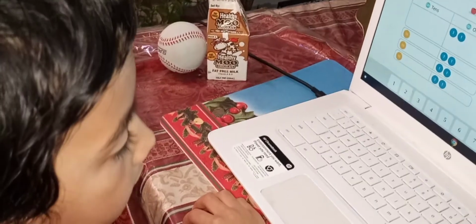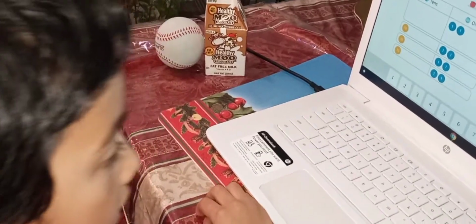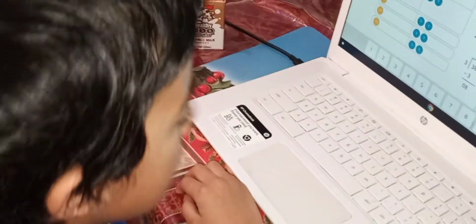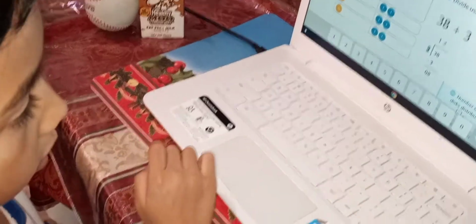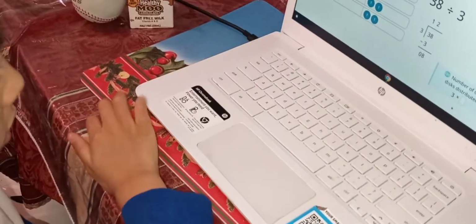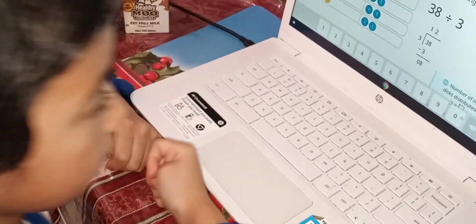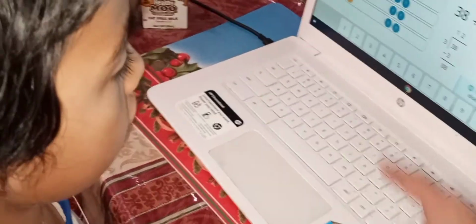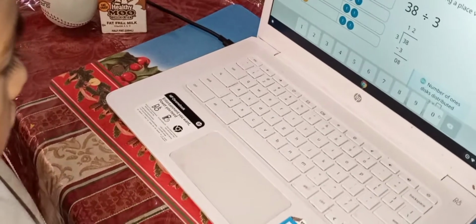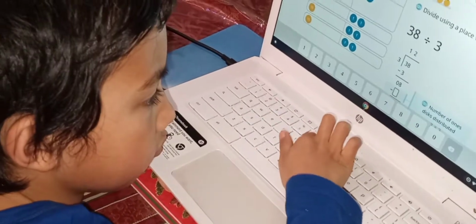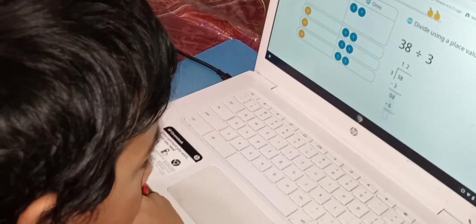Now you multiply to check. 3 times 2 equals 6. Alright, write down 6. 8 minus 6.